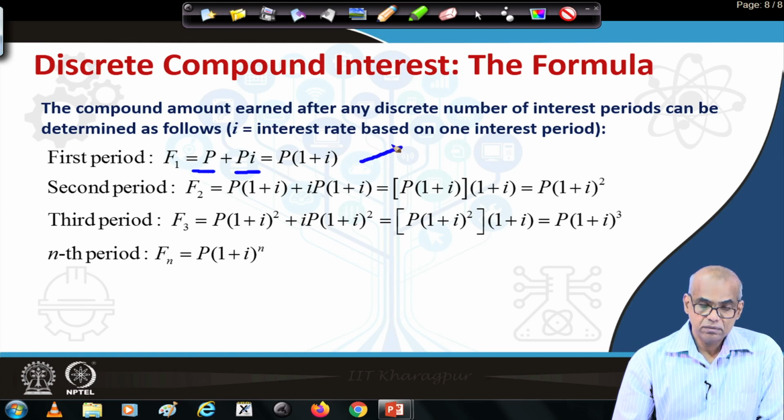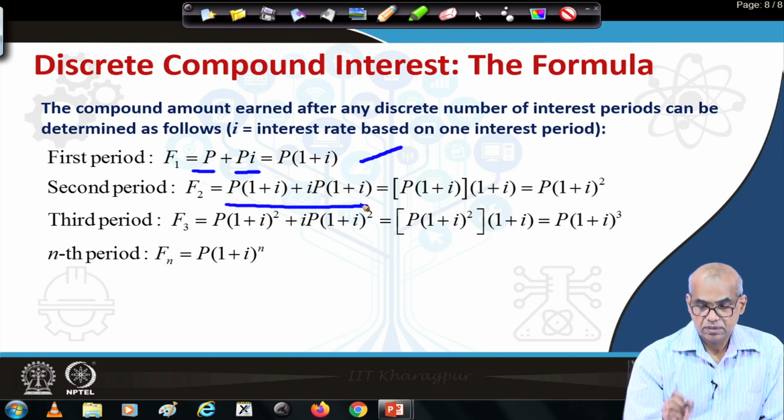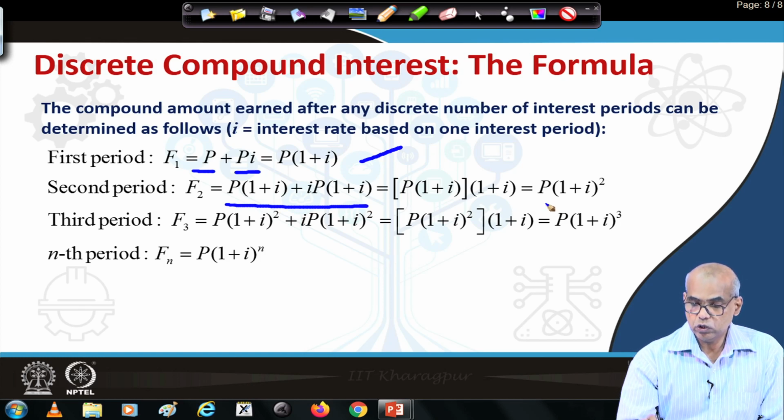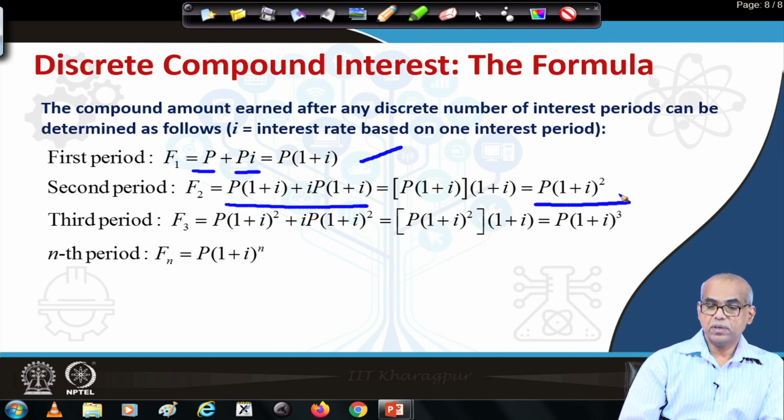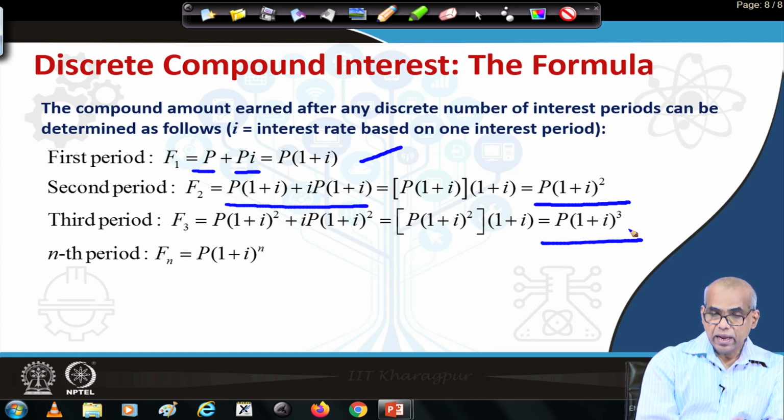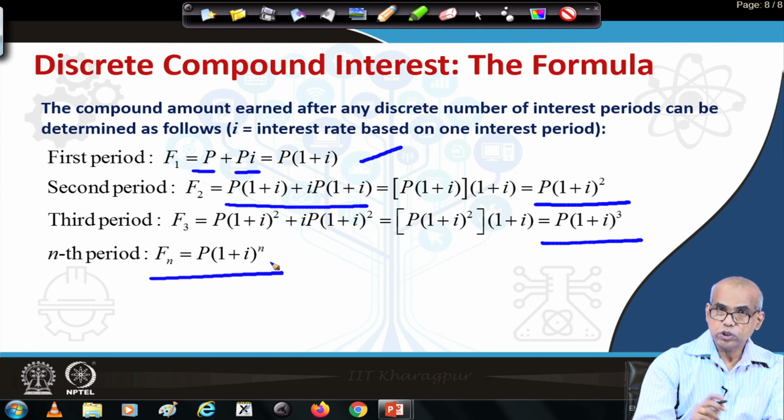At the end of the second period, the principal is P into 1 plus I, and the interest earned will be I percent of this. So, I into P into 1 plus I. So, it will be equal to P into 1 plus I square. Similarly, at the end of the third period, it will be P into 1 plus I cube, and if you go on doing like this, after n discrete number of interest periods, the total amount, the future value F, will be equal to P into 1 plus I to the power n.